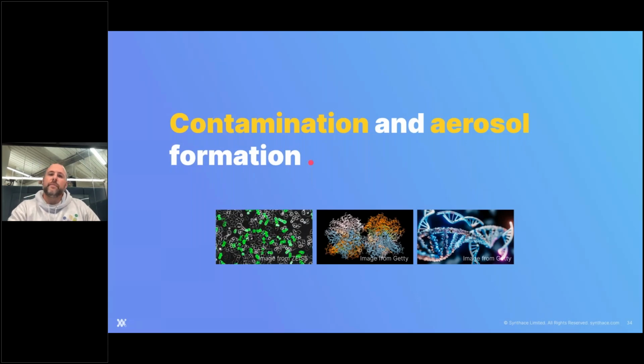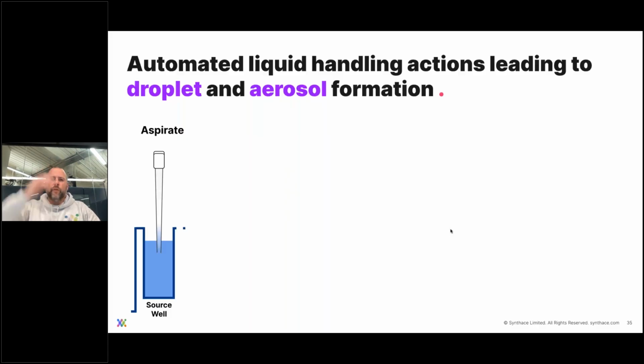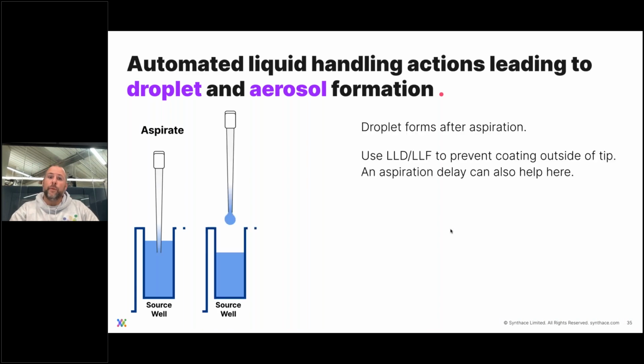The next section is looking at the potential for contamination during automated experiments. Before we get into an example, let's look at some of the things that can lead to droplet and aerosol formation. So after an aspiration from a source well, droplets can form on the end of the tip. This may be due to the adhesive or cohesive properties of the liquid of interest. To alleviate this, you can use liquid level detection and liquid level following to prevent coating of more of this liquid on the outside of the tip. Additionally, adding a delay after aspiration can give time for any material on the outside of the tip to return to the source well.